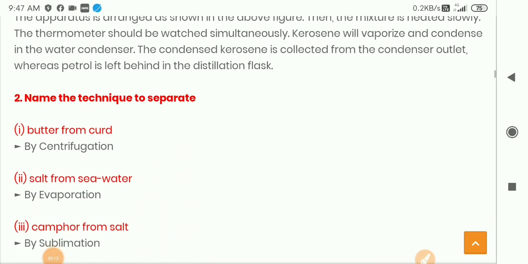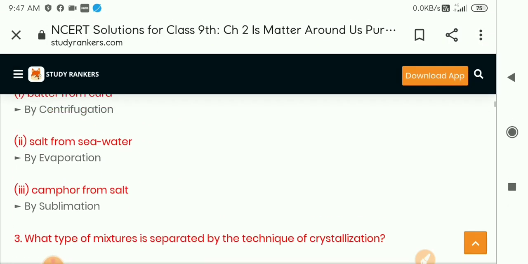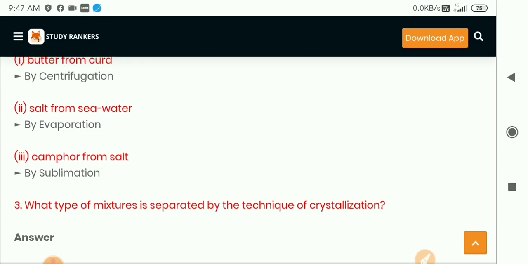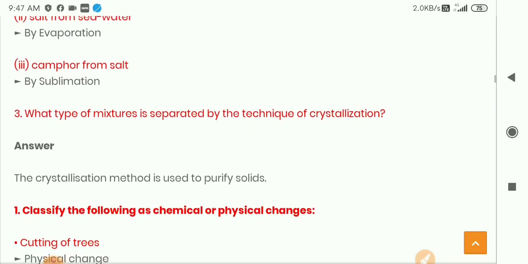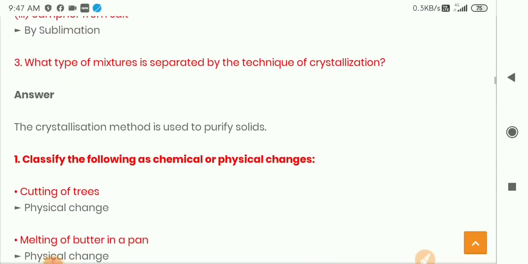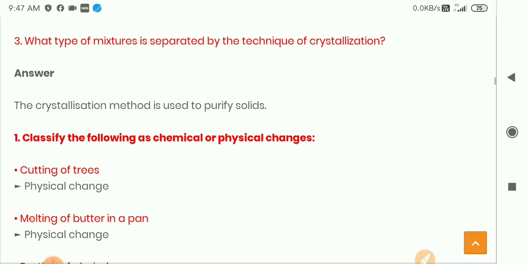And then we have another question. Name the techniques to separate these. Okay, we have butter and curd. So butter from curd can be separated by centrifugation. We have salt from seawater; we use evaporation. Camphor and salt: sublimation. Okay, camphor means kapoor, and it can be separated from the salt by what we call sublimation. Because camphor directly goes to the gaseous state, and from gaseous it becomes directly solid. There is no liquid state, and such substances are called sublimating substances.